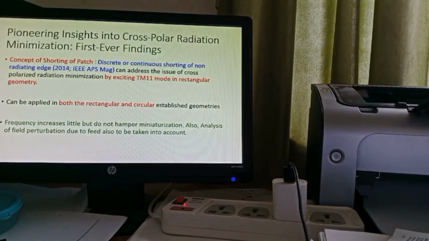And the second technique which we have evolved is the shorting of the patch. The shorting of the patch may be discrete or continuous.